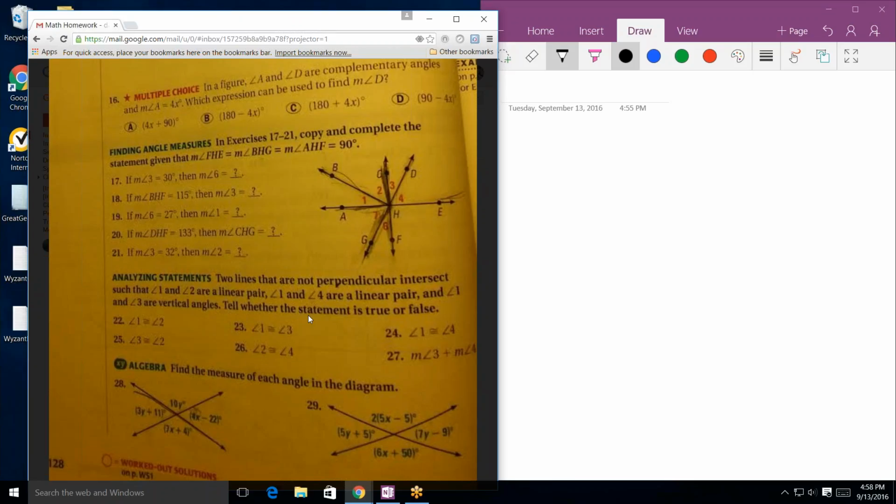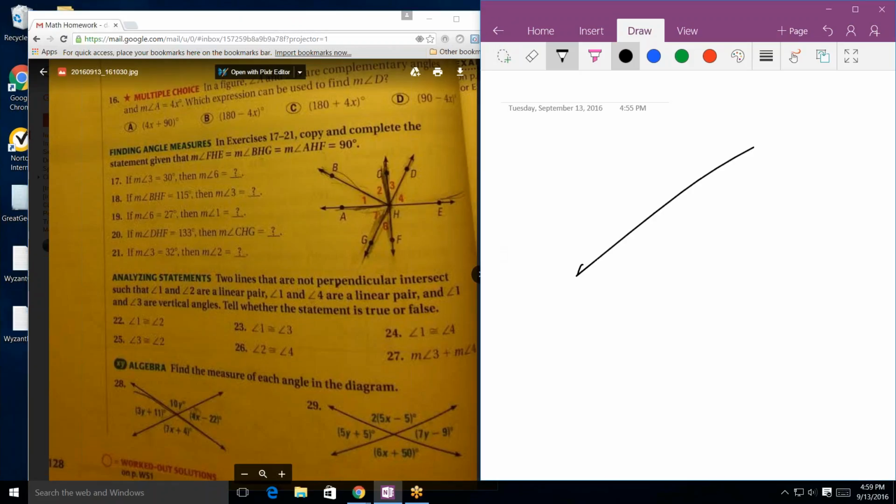Okay. So we've got two lines that are not perpendicular to one another, like that. They intersect. Then the measure of angle 1 and 2 is a linear pair. Because angles 1 and 2 are a linear pair, but the lines are not perpendicular, meaning there are no right angles, then angle 1 cannot be congruent to angle 2, so it's false.